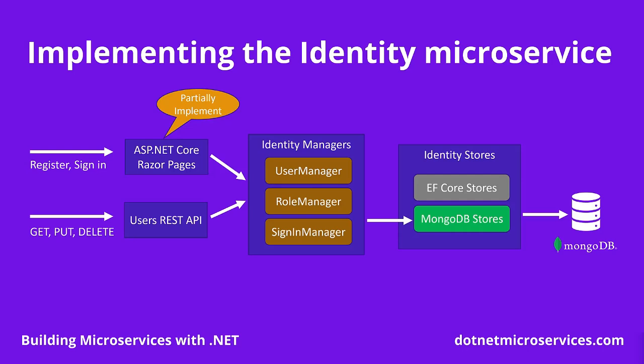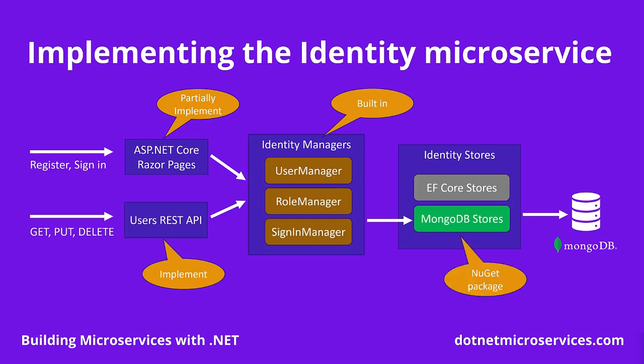Implementing the user's REST API is also all on us, since that is not available by default in ASP.NET Core Identity. Although the actual implementation is very straightforward, since all the identity managers are already built in and they are generalized in such a way that the REST API does not need to know which is the specific configured identity store. Also, we won't need to implement the MongoDB stores, since there are multiple NuGet packages publicly available that can do this job for us. So we will just pick the one that works best for our needs and configure it in our microservice.